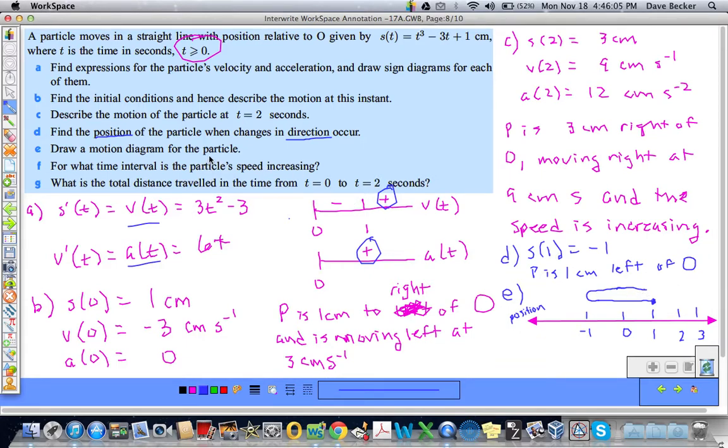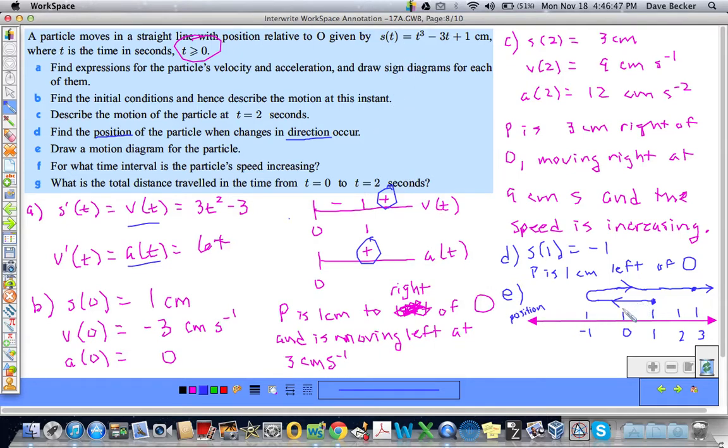Draw a motion diagram for the particle. We don't have a constraint, so we'll just keep it going. Do we know anything else? We know its position at 2 is at 3 centimeters, so I can put that on there. I don't have to, but I can. And so we know it looks like this. And to indicate direction, we put a couple more arrowheads on here just to be sure that we know the direction and the overall motion of the particle. So this is a motion diagram for this particle given this displacement function.